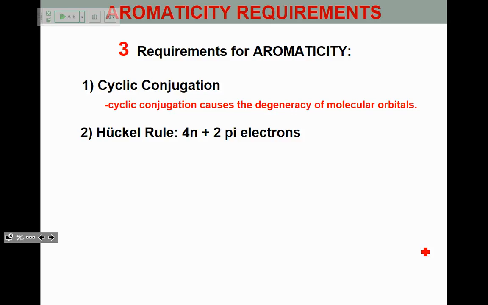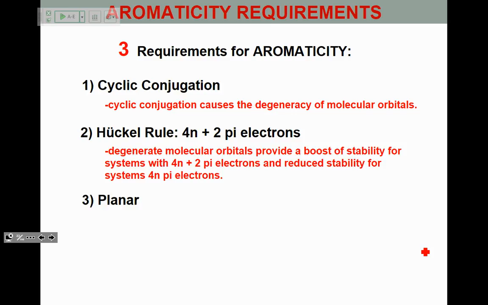And again, I'm going to explain why that rule is important with a molecular orbital diagram. So we're not just going to be memorizing it, I will show you why only 4n plus 2 pi electrons makes it more stable. And the last rule is that the whole overall thing has to be planar.